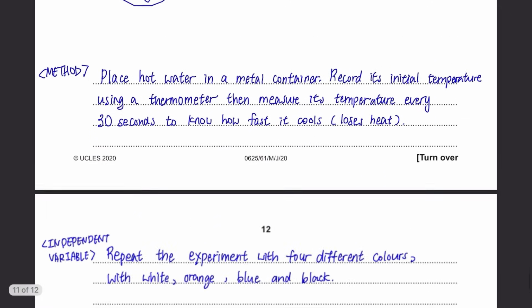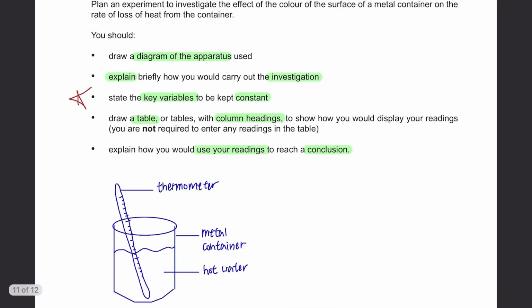Now state the variables that need to be kept constant. Most importantly, the initial temperature should be the same. If it starts from 90 degrees for white, the same for the others as well. Also, we should use a lid to cover the exposed area of hot water. We only want to find the heat loss by radiation. We need to prevent heat loss by evaporation.